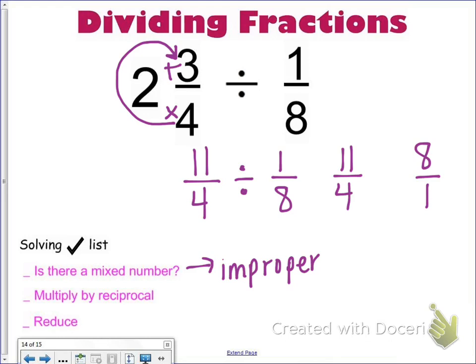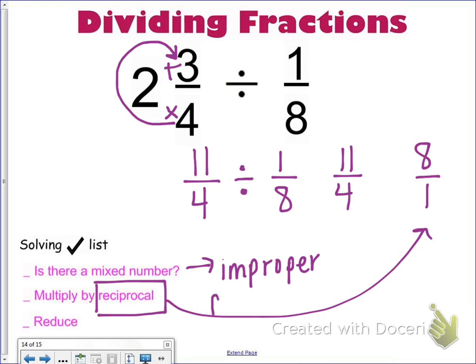This is what is known as this reciprocal word down here. If you look at this fancy word is the reciprocal. It means the flipped form of a fraction. So we flipped 1/8 and it became 8/1. And then you multiply. So again, flip the second and multiply. Or you can just look at this checklist down here where it says multiply by the reciprocal.